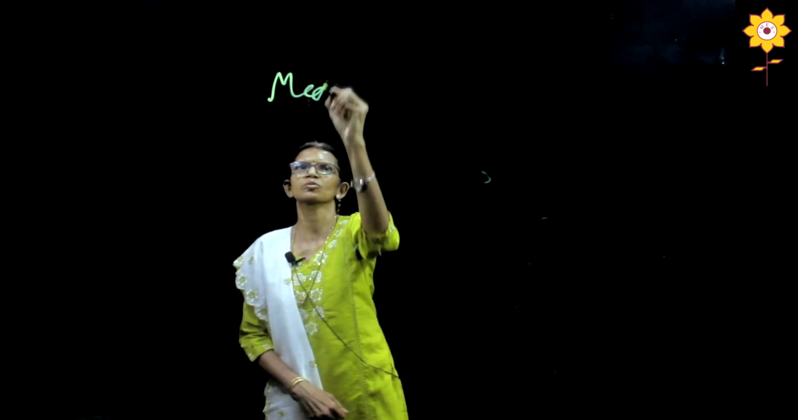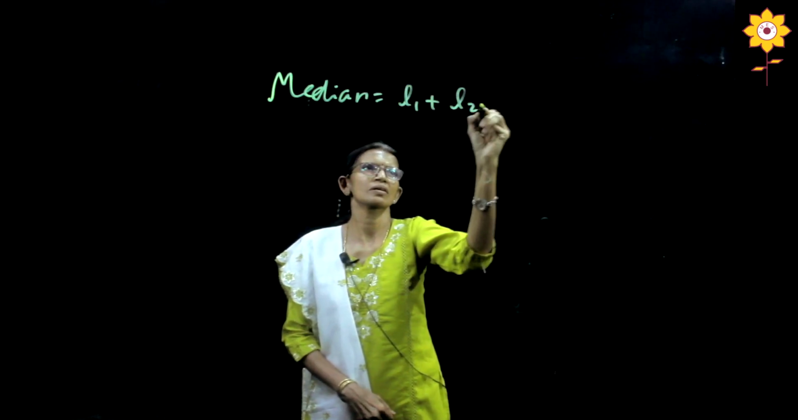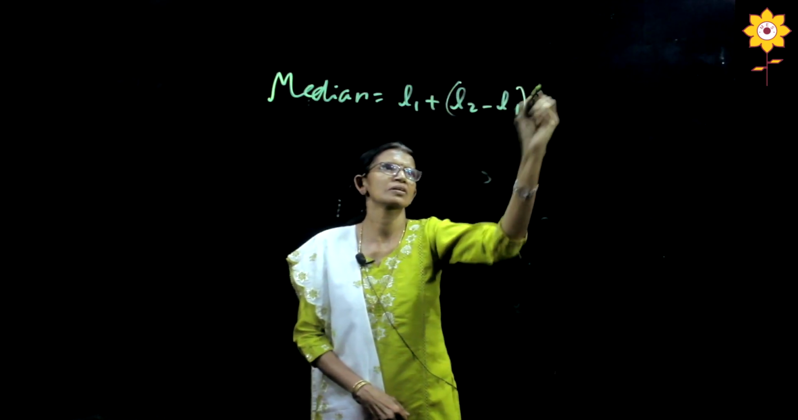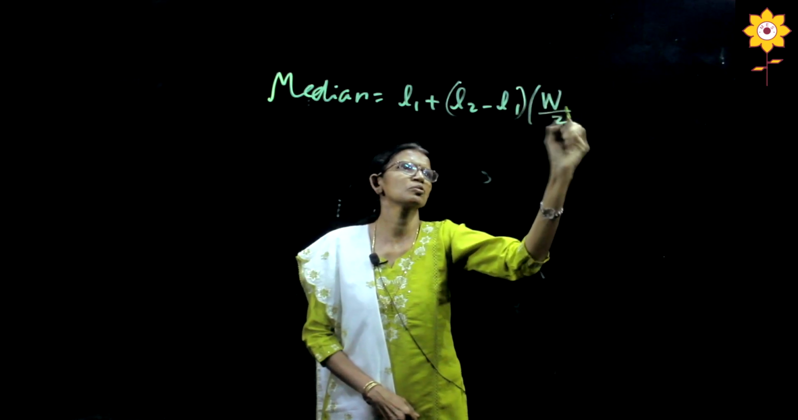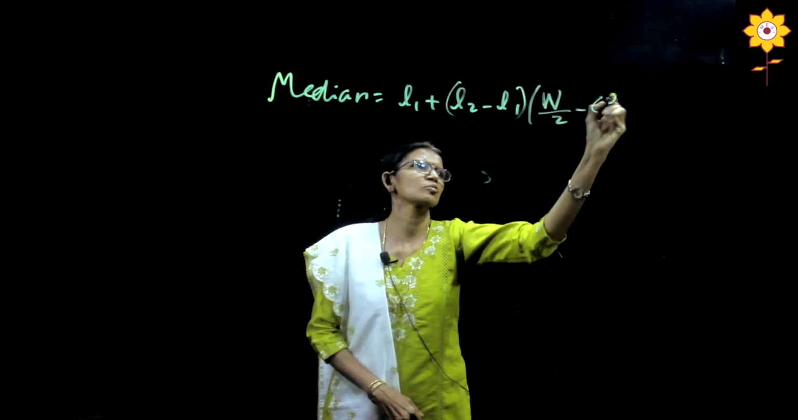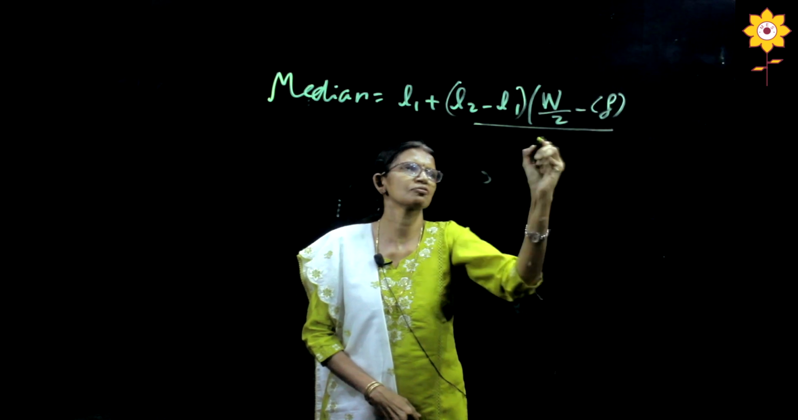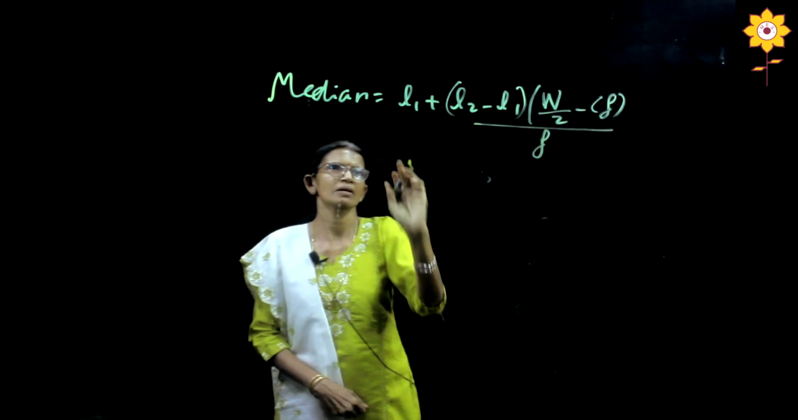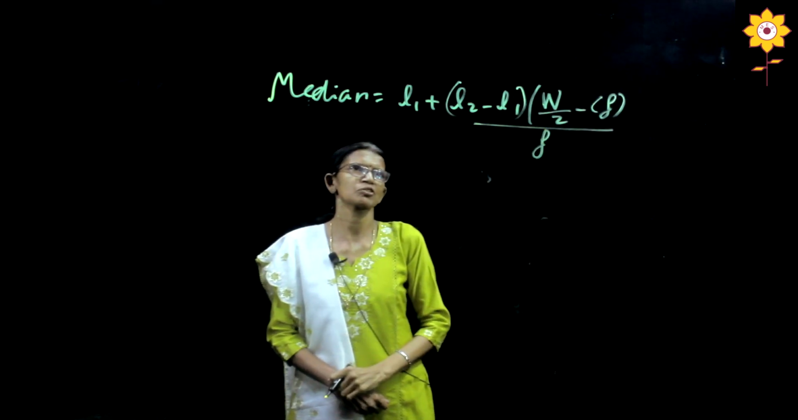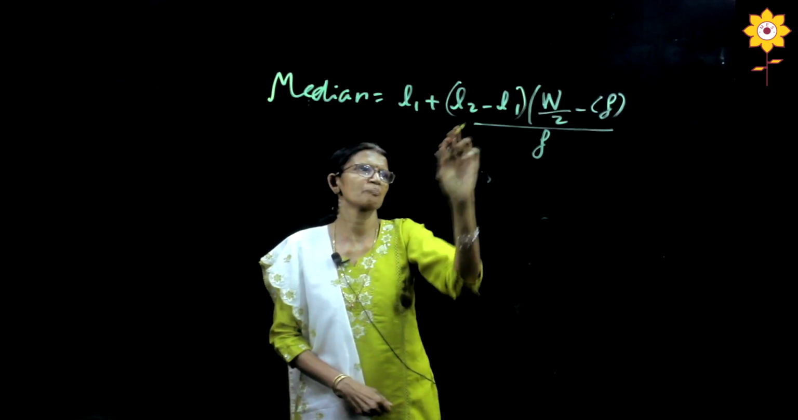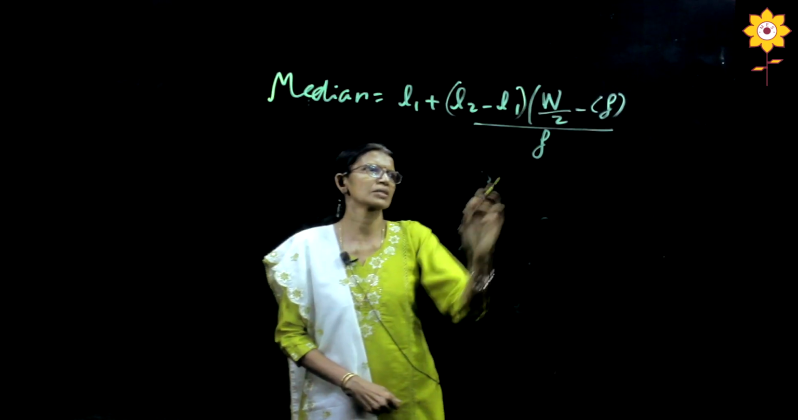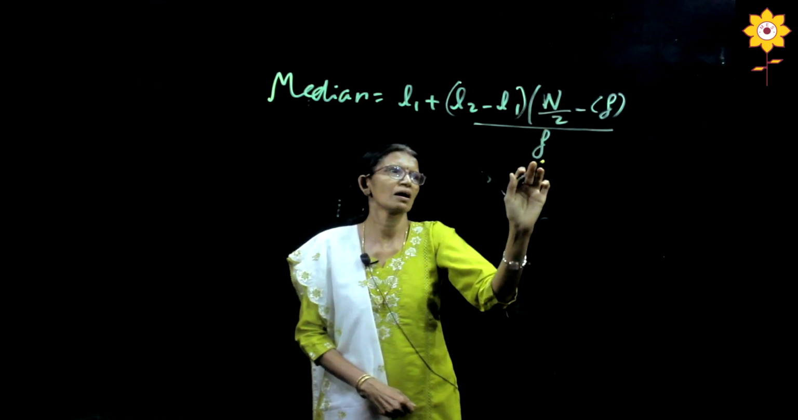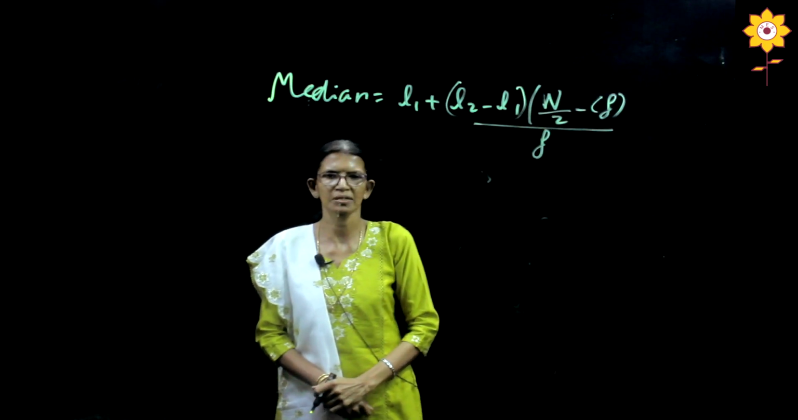For grouped data, median we can find by using the formula. Median is equal to L1 plus L2 minus L1 into n by 2 minus cumulative frequency divided by frequency. Here L1 is the lower limit of median class, L2 is the upper limit of median class, n is the total frequency and f is the frequency of the median class.